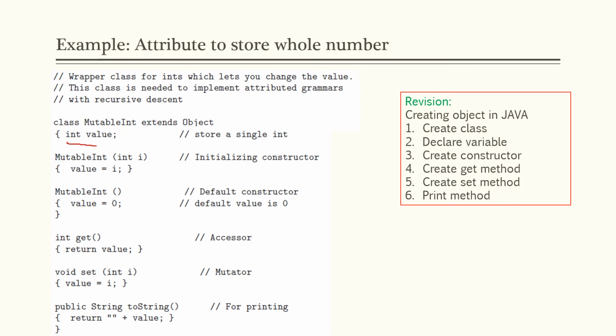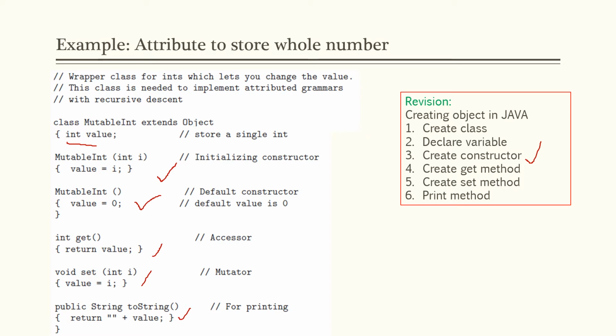Then you have to create a constructor. When you create a class, you need to create a constructor. In this case, I have two constructors: one is the constructor with a parameter, and one is the default constructor. Then I create a get method, a set method, and also a print method. So this is the normal step for creating a class and an object for a class. So this object can be used to store a whole number.